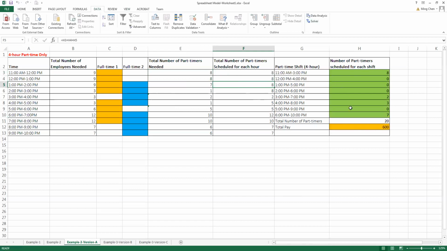Because there's no way you can do a perfect match. Because every person you hire has to work 4 hours. That's why these 2 columns will not be exactly the same. So in certain periods, it will be overstaffed. For example, the last 2 hours, you'll end up having 1 extra person. There's no way you can do better because each person you hire will work 4 hours. So that is the solution.